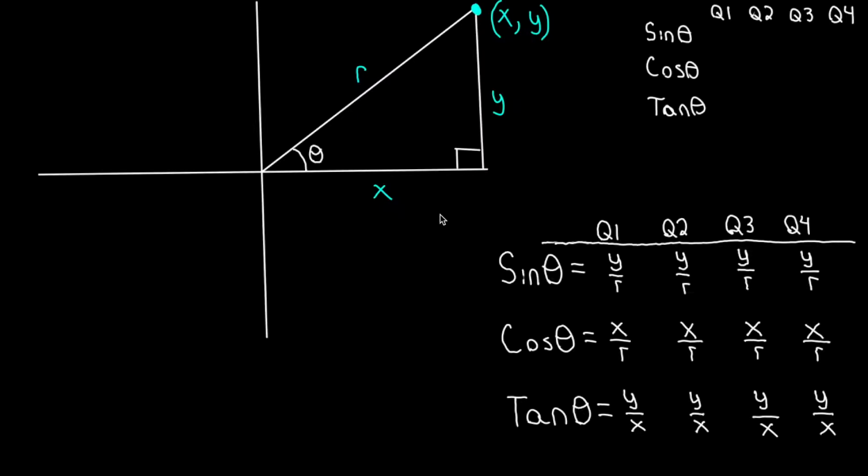Hey, I'm hoping that in this video I can clear up where our trig functions are positive, where they are negative, and why they're positive or negative. So in quadrant 1 here, we have a positive x and a positive y over here to get to our point.